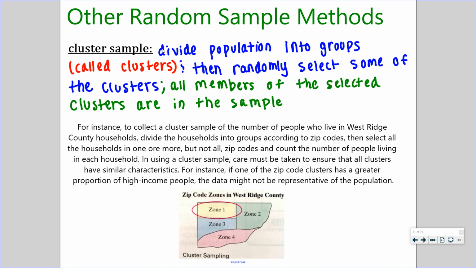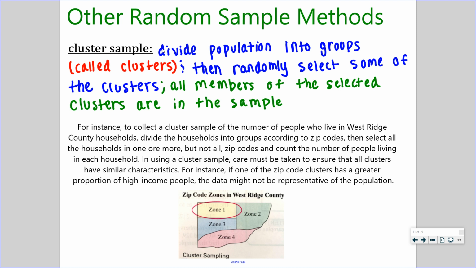In using a cluster sample, care must be taken to ensure that all clusters have similar characteristics. So here's where it's a little different. Though in strata, we kind of group them according to their characteristics. Here, we don't really want to do that. Like I said, you could, but we don't want to, because if I clustered all the low-income people in zone 1, then I'm just surveying the low-income people.